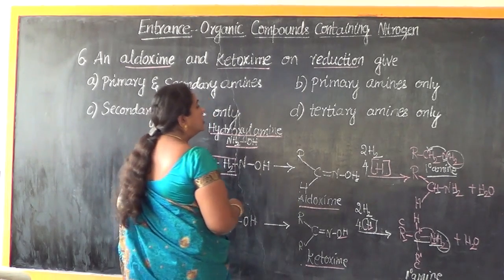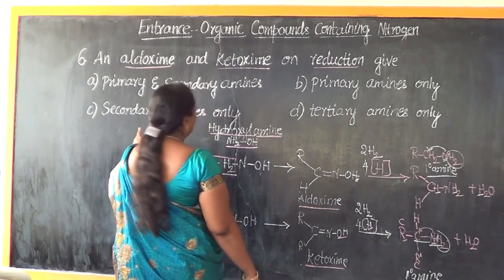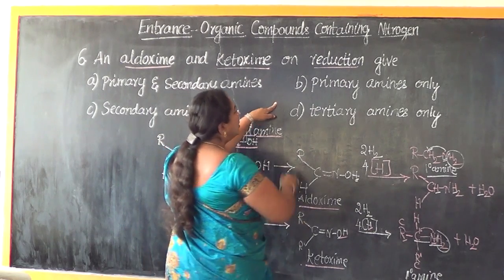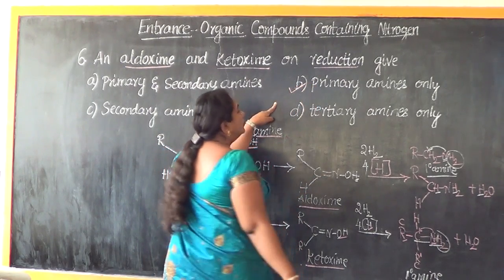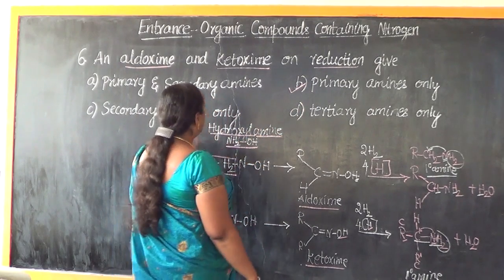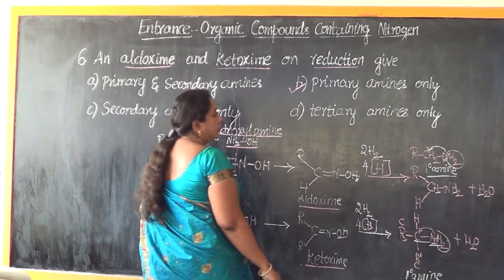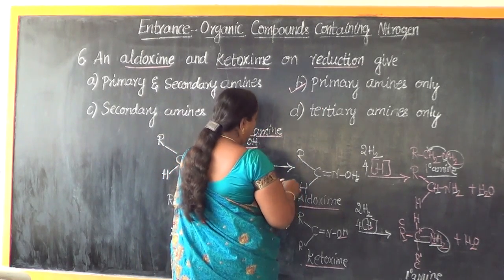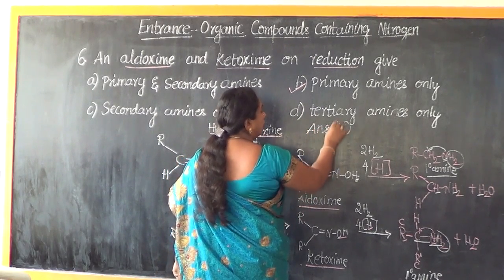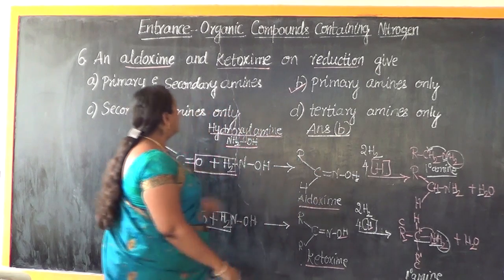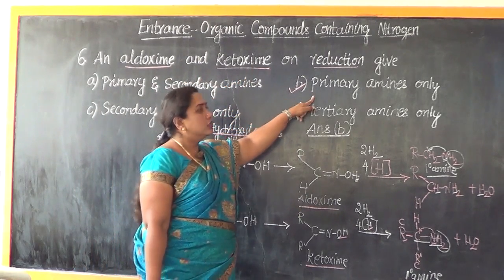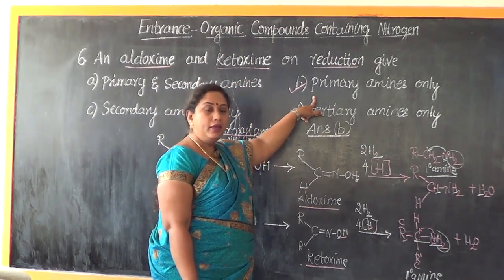So what is the answer for us now? Option A tells primary and secondary amines. Option B tells us it is primary amines only. Tertiary amines we don't get, and secondary amines we don't get at all. So all these other 3 options are not the correct one. So the correct option is primary amines only. So answer B is the correct answer for this particular question: aldoxime and ketoxime on reduction are going to yield us only primary amines.